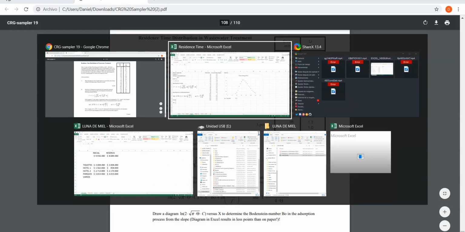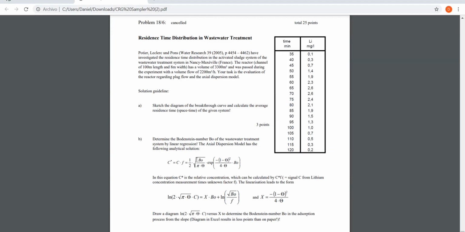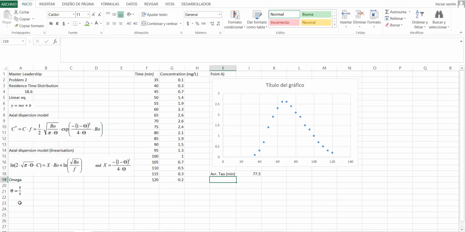One disclaimer: my Excel, as you can see, is in Spanish, so you're going to need to find the functions and the buttons in English or your mother language, but I don't think that's such a problem. These two equations I took right from this guide, and the other two are from Mr. Schutz's notes from class. So let's continue with point B.